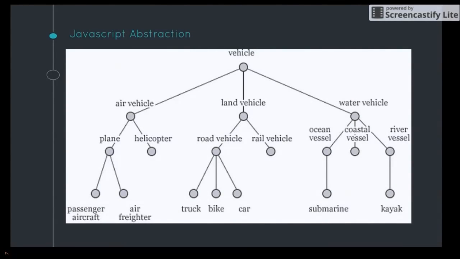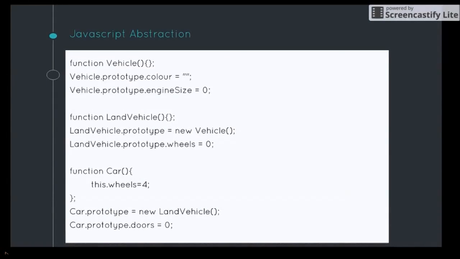Do you remember this diagram that I showed you earlier? This is a simple abstraction diagram. What I'm going to do now is go through this in JavaScript and see how we can do it. So this is how you do abstraction in JavaScript, the vehicle abstraction. First you create a vehicle object, and then we create variables on the vehicle prototype so they can be inherited, like color and engine size.